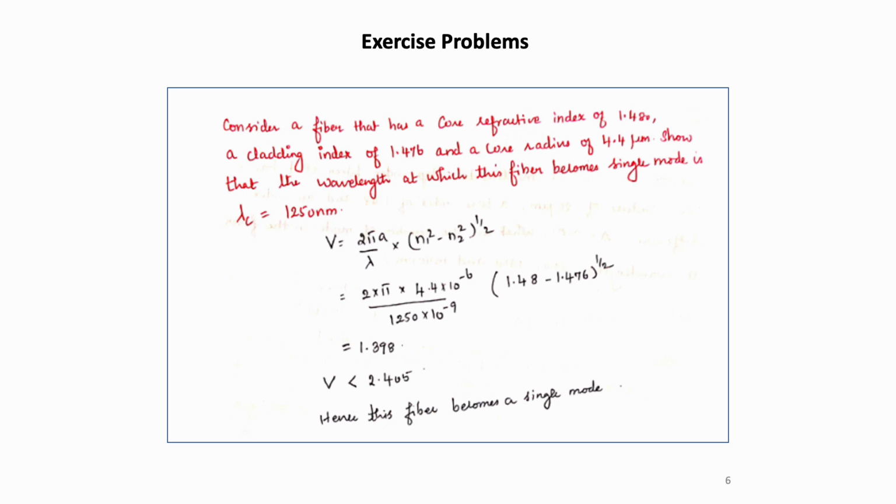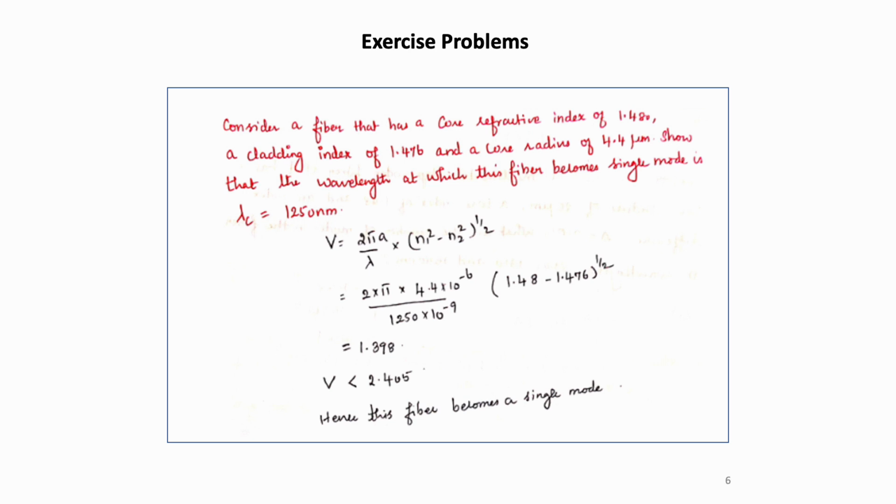And the next problem, so what is given in the next problem? Consider a fiber that has a core refractive index of 1.480, a cladding refractive index of 1.476, and a core radius of 4.4 micrometer. Show that the wavelength at which this fiber becomes a single mode fiber, lambda c, is equal to 1250 nanometers.